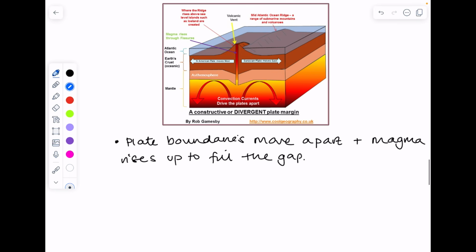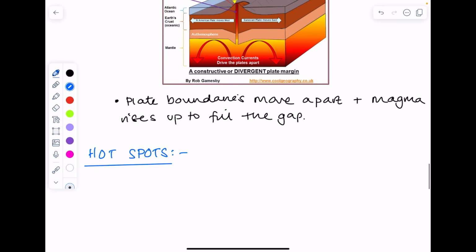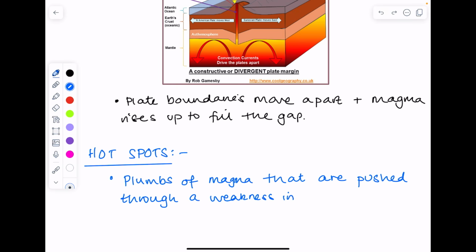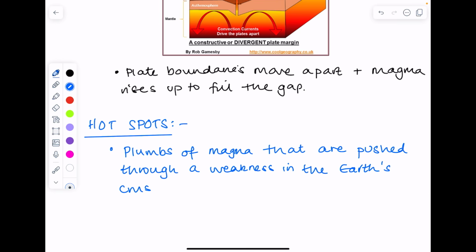Just a tiny extra detail here, they could ask you, how do hotspots lead to a tectonic hazard such as a volcano? So we're just going to say here that hotspots are stores or plumes of magma that are pushed through a weakness in the Earth's crust to form volcanoes.